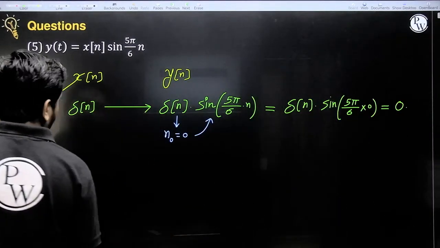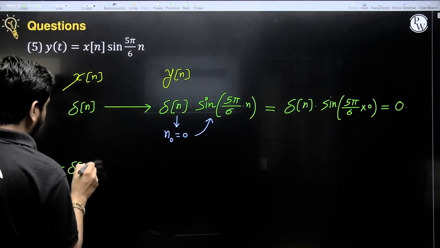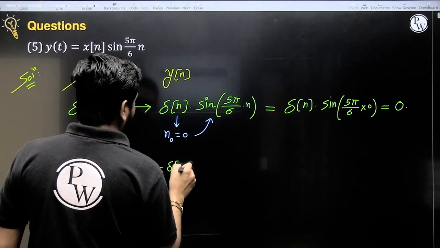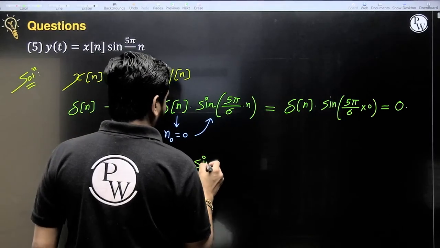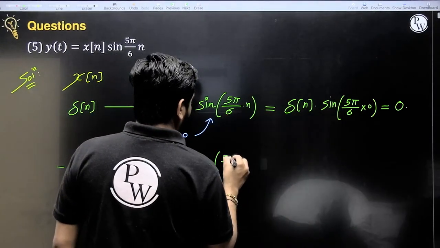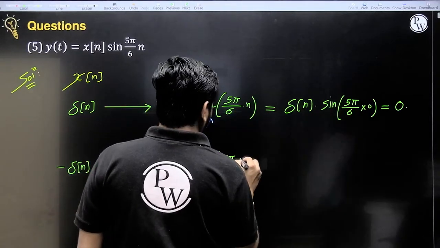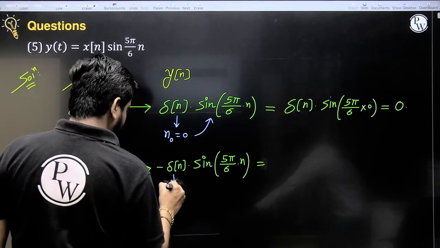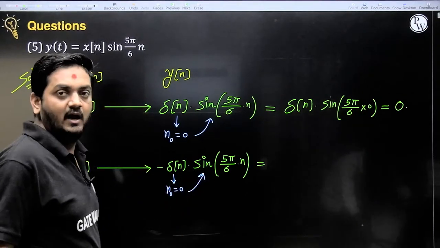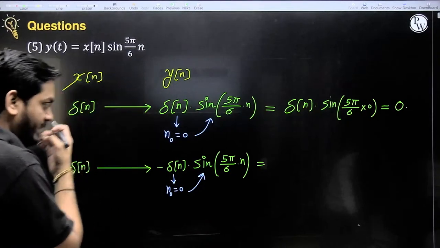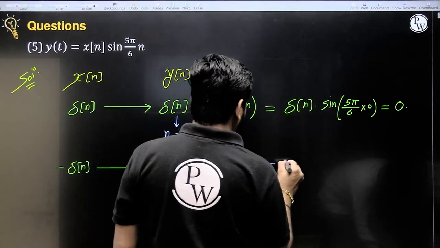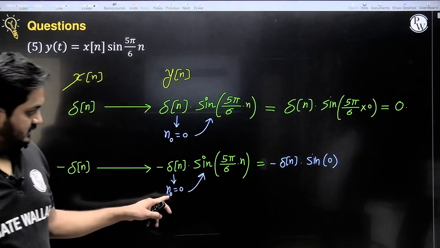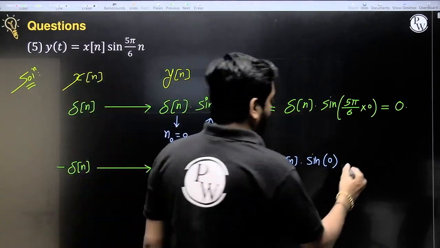Now next is minus del n. Here, minus del n into sine 5 pi by 10, which is equal to, again n naught is 0. Again, we can see n naught is 0. Put it here, guys. Correct. What will you get? So here it will be minus del n again sine 0, guys. Correct. If we put n equal to 0, sine 0 is 0, then again you will get 0.